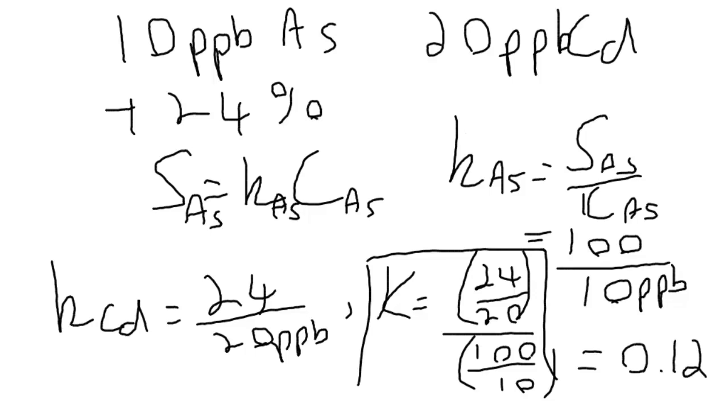And in general, we say that if we multiply this selectivity coefficient by the concentration of the interferent, and it's less than the concentration of the analyte, then it's not a significant interference. So in this case, it would be 0.12 times 20, which would give you 2.4, which is less than 10. So this would not be a significant interference.